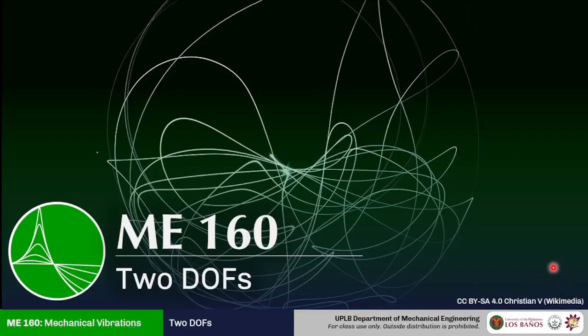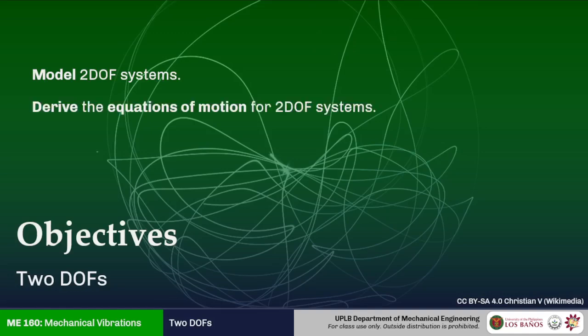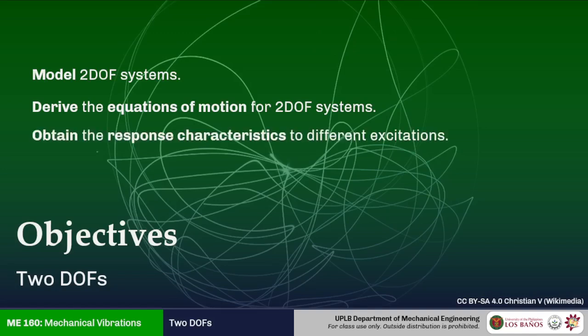So, our goal for this lecture is first of all, we want to model 2 degrees of freedom systems in a vibrational sense. And next, we want to derive the equations of motion for these systems. And then, okay, we have our equations of motion. We can now determine the response of our systems.